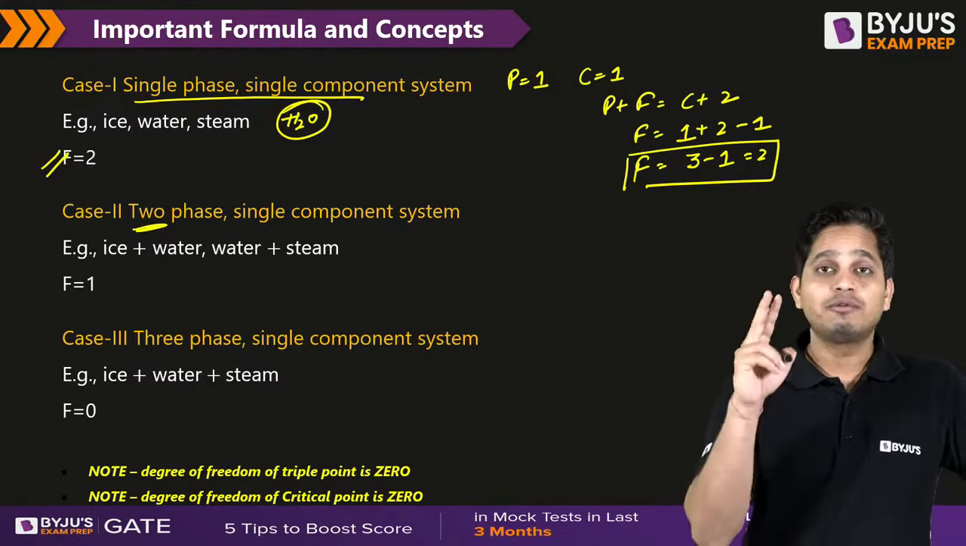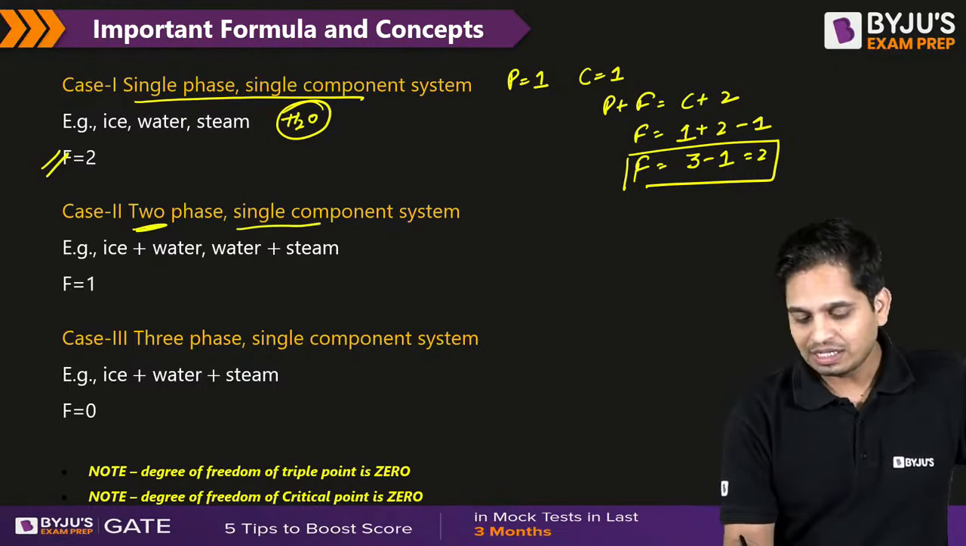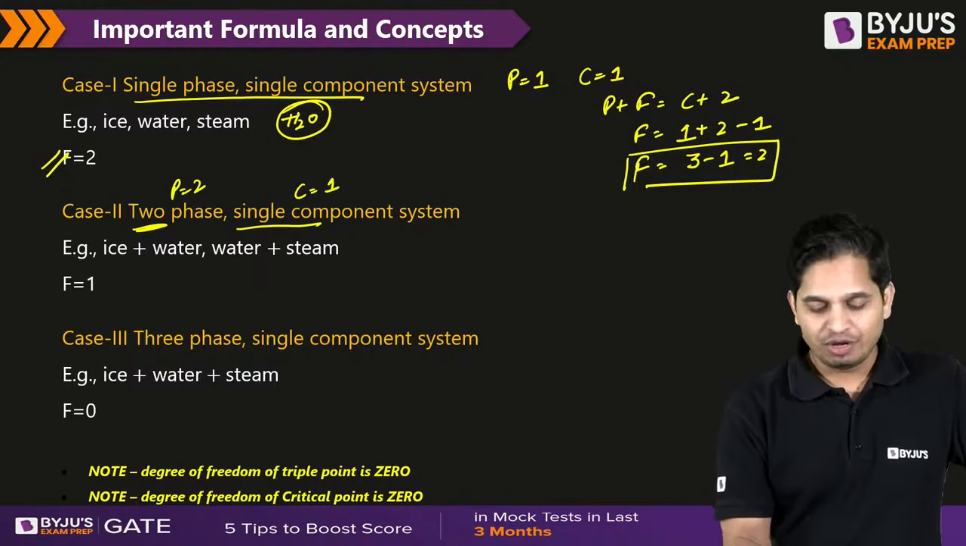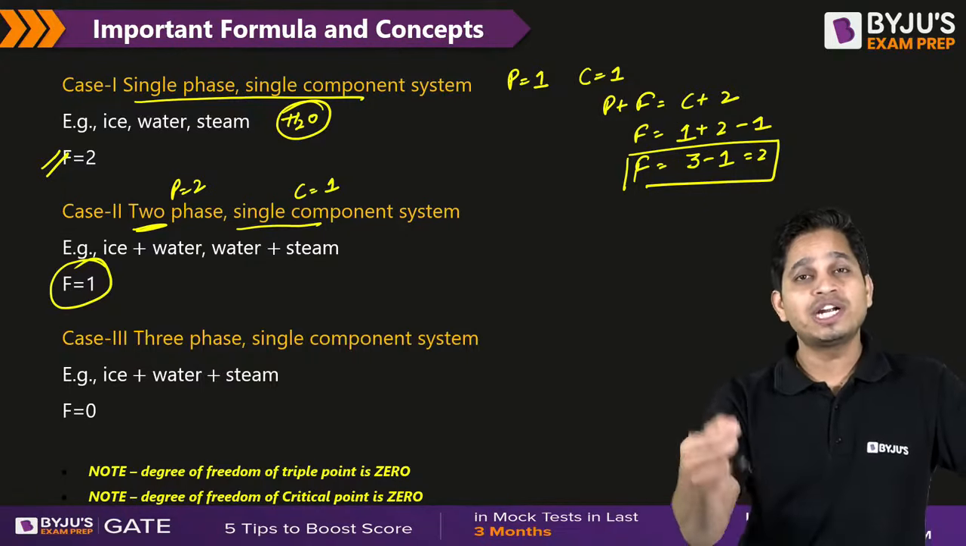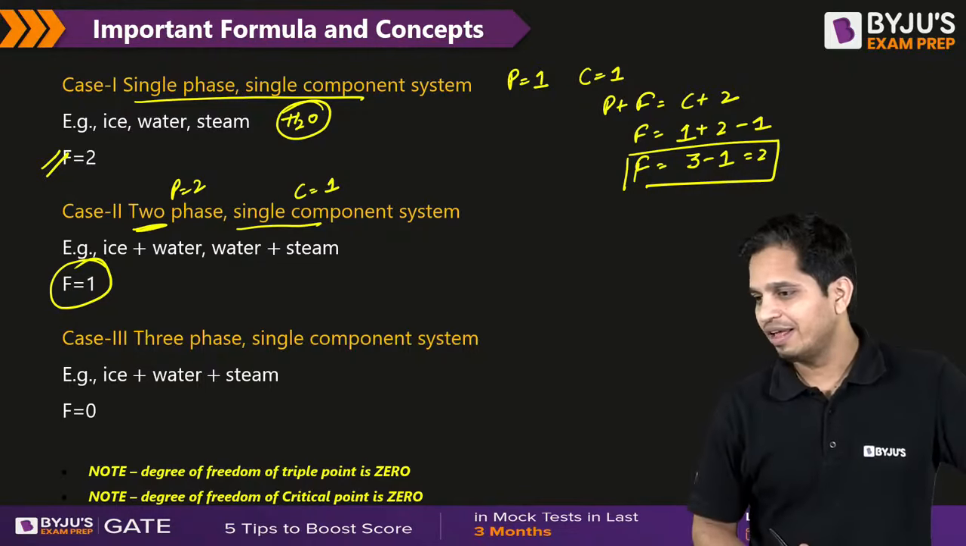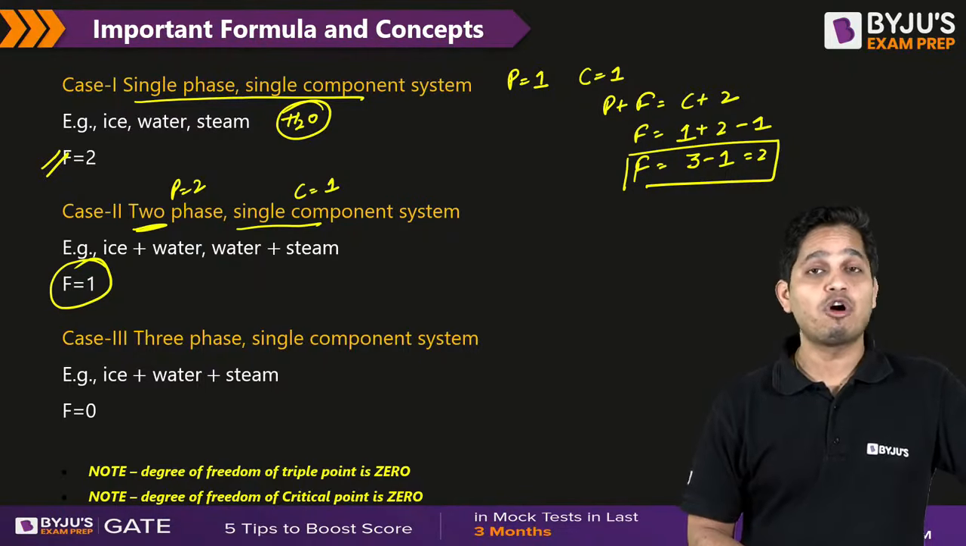Okay. For 2 phases, if P equals 2 and C equals 1, then you will get degree of freedom equals 1. It is a very important conclusion. You will get a direct objective question from here.